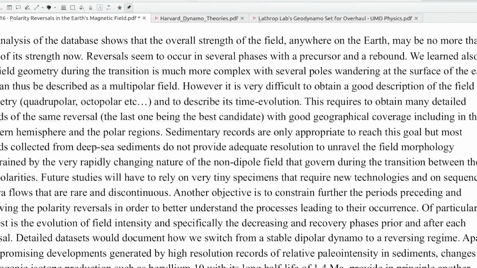The analysis of the database shows that the overall strength of the field anywhere on the Earth may be no more than a tenth of its strength now. Reversals seem to occur in several phases with a precursor and a rebound. We learned also that field geometry during the transition is much more complex, with several poles wandering at the surface of the Earth.